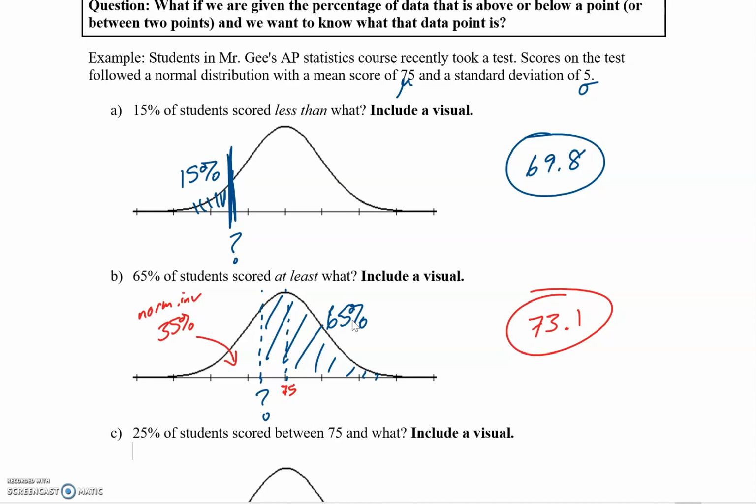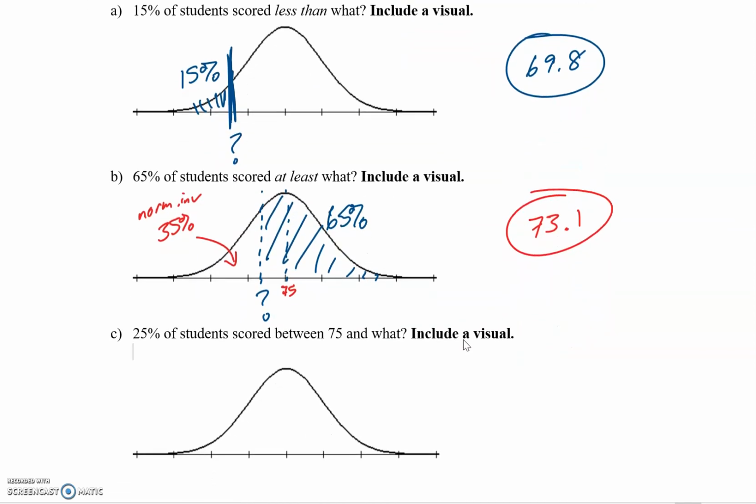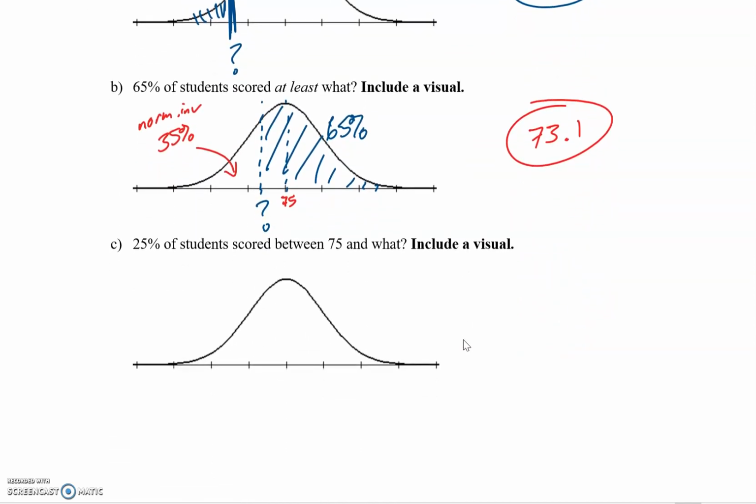So our visual, our result, all those things should kind of tie in together. Now in part C, we get something interesting going on. We want 25% of students scored between 75 and what? And so this one, we had to have one of those two scores. We couldn't have neither of them, and I'll explain why in a minute.